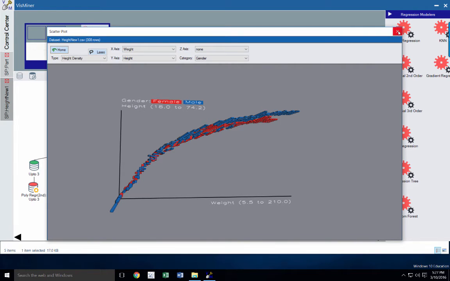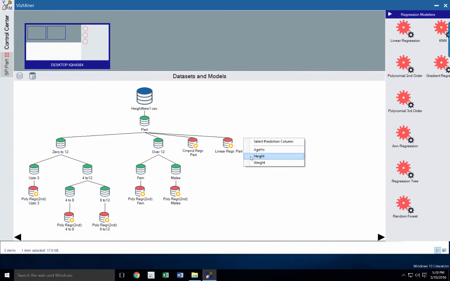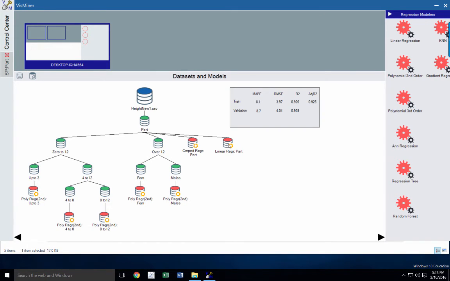So what did I do? Based on this information, I split this first 3 years off, and then took the 4 to 12 years, and once I got over 12, I split it into males and females. Before I started through all this process, I went to see what my one-size-fits-all model would give me. A linear model gave me a root mean squared error of about 4 and a MAPE of about 8.